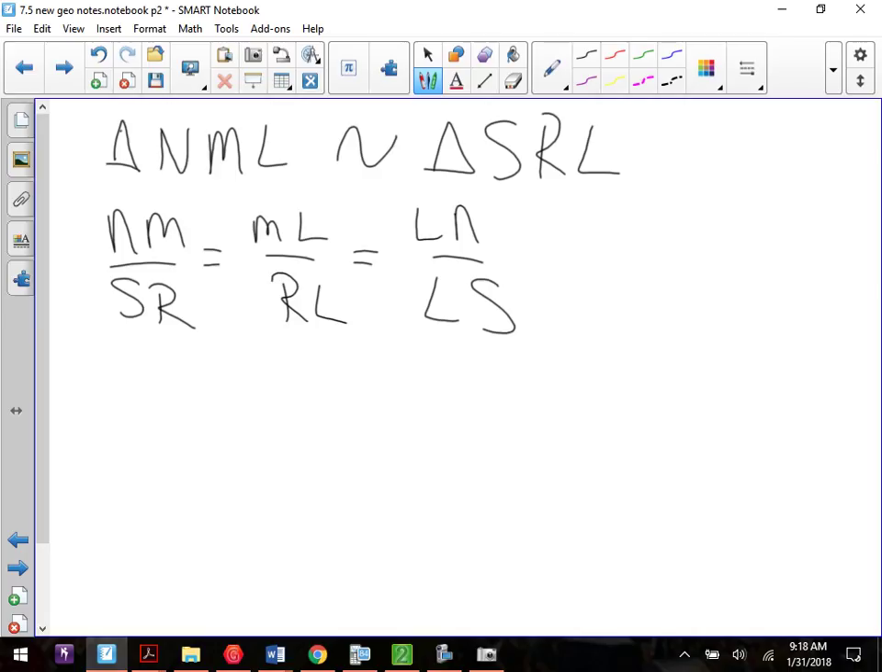I have an ML, which is 28, so that's a numerator. I have an NL, which is a numerator, 3x minus 1. I have an LR, which is right here, which is the denominator. And then I have an x plus 7, which is an LS, right there.